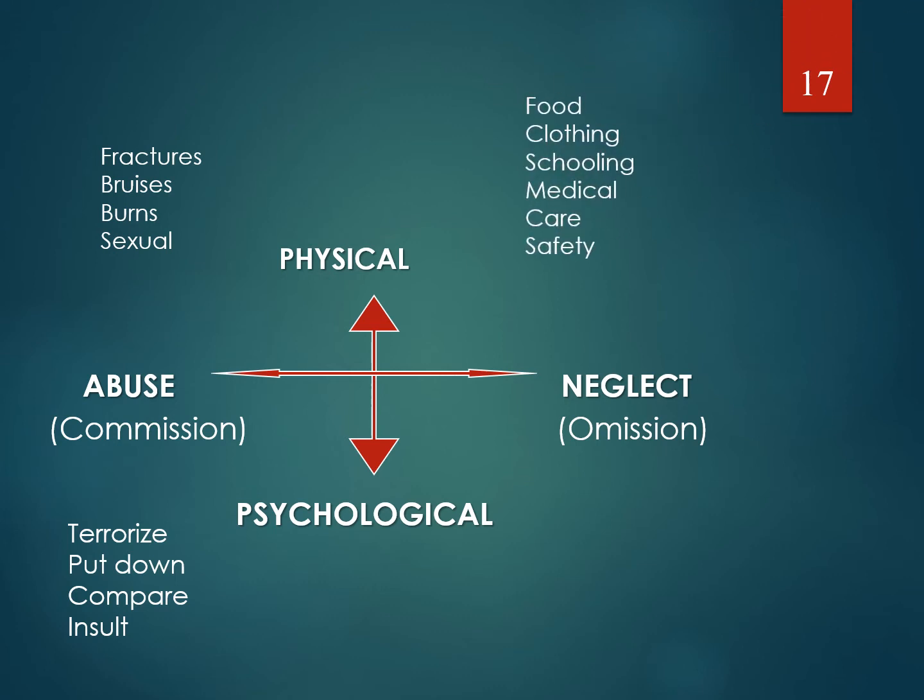For physical neglect, it means you neglect providing food, clothing, proper schooling, medical care, and safety for the child. And the psychological neglect would be you do not give love, you do not give support. You do not recognize the child or even stimulate the child to learn something new. So this is the flow of abuse and neglect with their physical and psychological components.